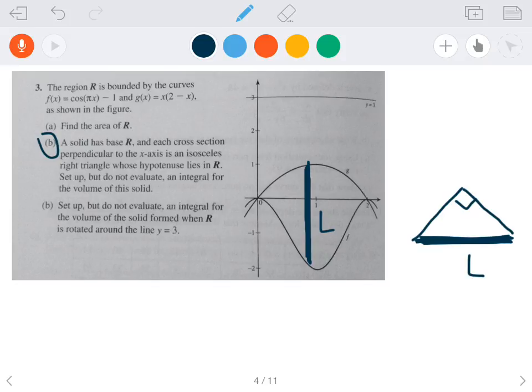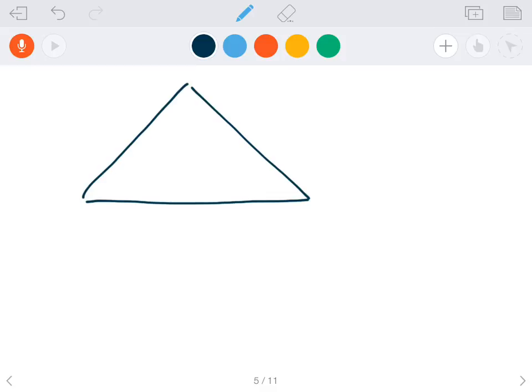So set up but do not evaluate an integral for the volume of this solid. So this is a volume with known cross sections. Step number 1, I sketch my cross section. I label L. Step number 2, I need to find the area of that cross section. To find the area of that isosceles triangle, let me draw that a little bit bigger here. The whole thing has a length of L. This is a right triangle, and then let's divide that in half. If this is isosceles and this is right, that means that this angle is 45 degrees and this angle is 45 degrees. When it's a 45, 45, 90 triangle, when I cut this in half, that 90-degree angle, half of that is 45 degrees. So this is a 45, 45, 90 triangle.